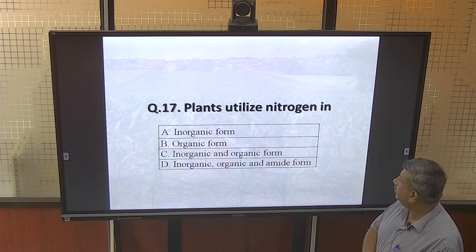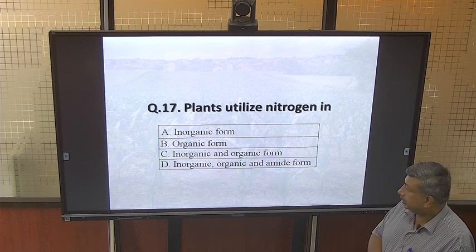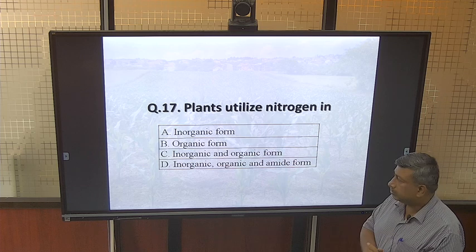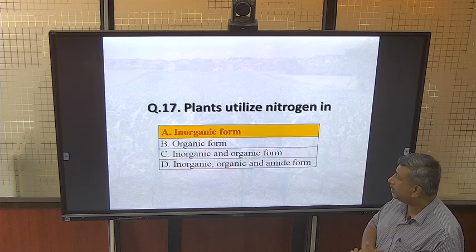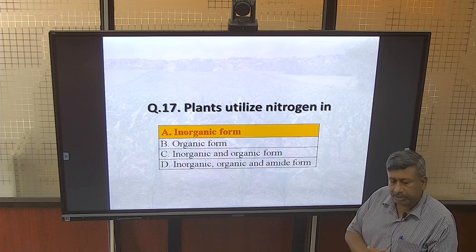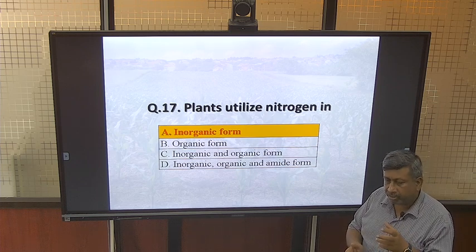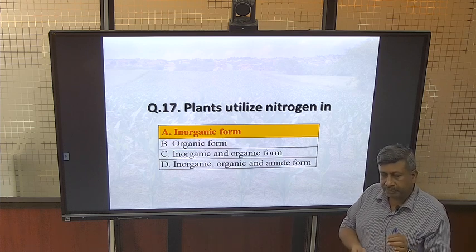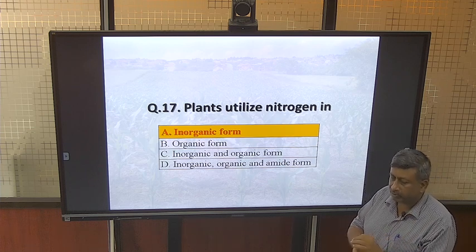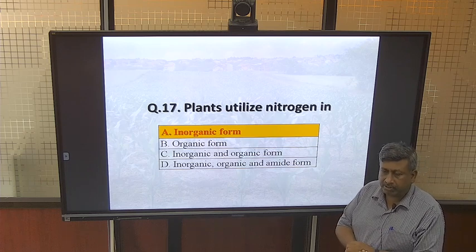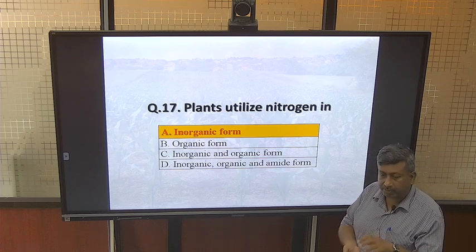Next is, plant utilizes nitrogen in inorganic form, organic form, both forms, or amide form. Okay. Actually, nutrients are used in inorganic form. Whatever nutrient is there, it is absorbed in inorganic form, and that is why ions are called inorganic form. Not only nitrogen, other nutrients are also absorbed by the plant in inorganic form from the soil.